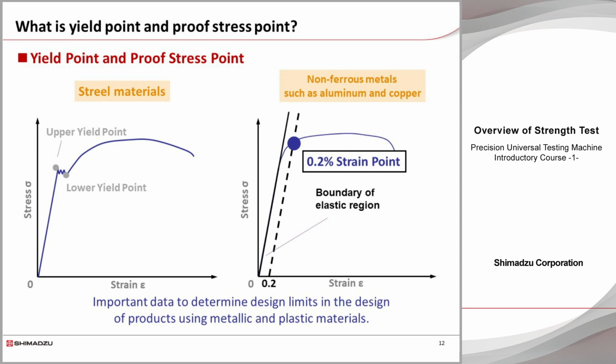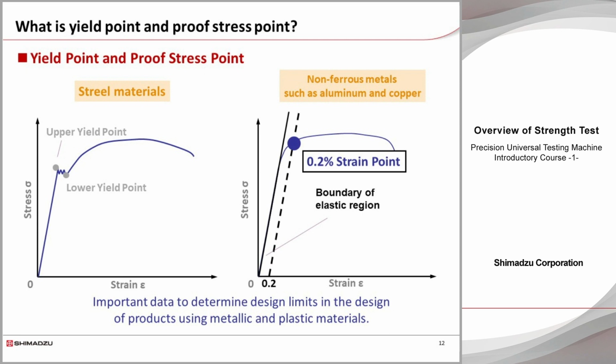For materials that do not yield, the proof stress point is used instead of the yield point. To determine the proof stress point, a straight line with the same slope as the elastic region line is drawn from any given strain point. The point where this line intersects the stress-strain diagram is the proof stress point. Particularly for metals that do not have a yield point, the 0.2% strain point is used, which is known as the 0.2% proof stress point.